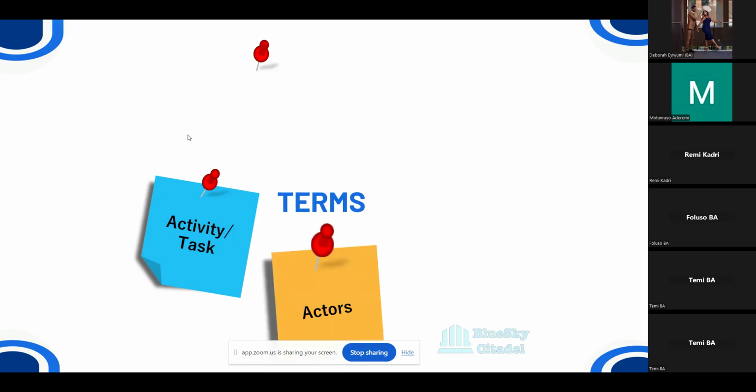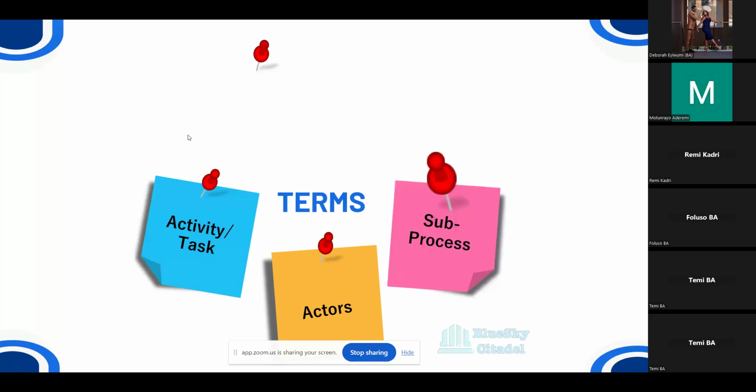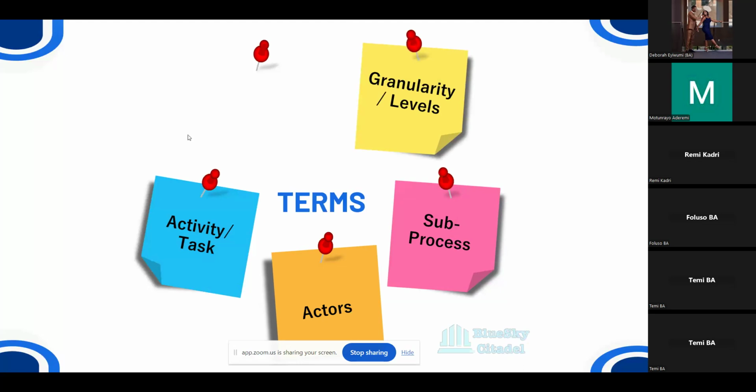That's a task. The actors, we already know who these are. In a user story, we call them the users. The actors are the participants, those involved. So in this particular process, who are the people? Remember, we said a process is done by individuals, or by groups of people, or by a system. So who are the actors in this thing? Who are all the people involved? That's basically what that is. I've explained what a sub process is. I've explained what granularity and levels are.